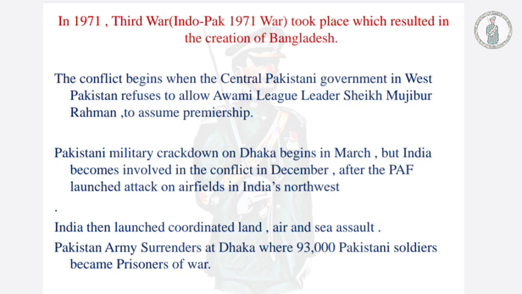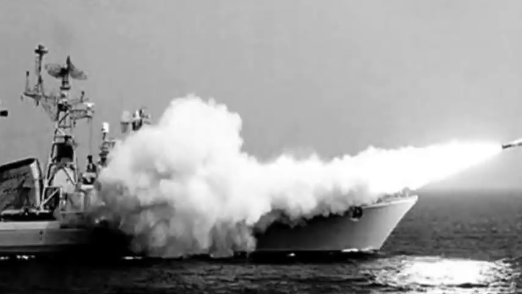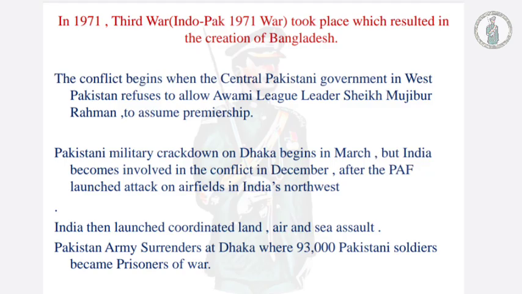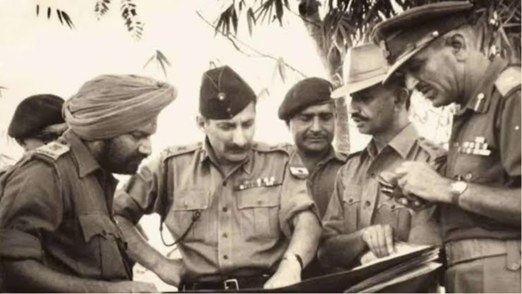After the Pakistan Air Force launched attacks on the airfields in India's northwest, India launched a coordinated land, air and sea assault. So in the 1971 war, the Indian Navy played a very major role. And finally, the Pakistan Army surrendered at Dhaka, where 93,000 Pakistani soldiers were taken as prisoners of war. And you can see the photo, which is our favorite photo, the Pakistani Lieutenant General, General Niazi, signing the instrument of surrender. And during the 71 operation, Field Marshal Sam Manekshaw was the chief of the Indian Army.